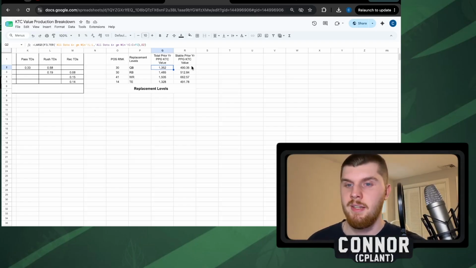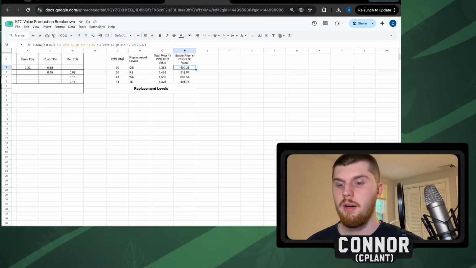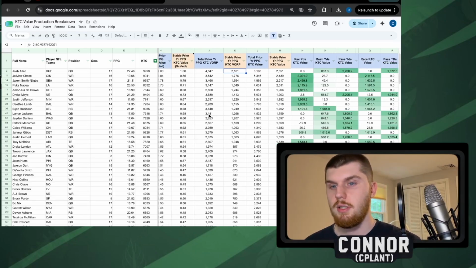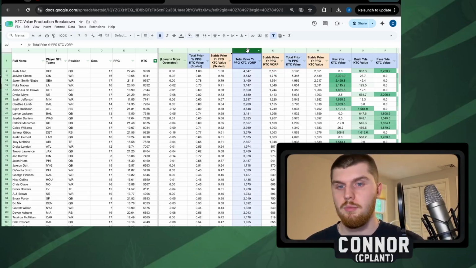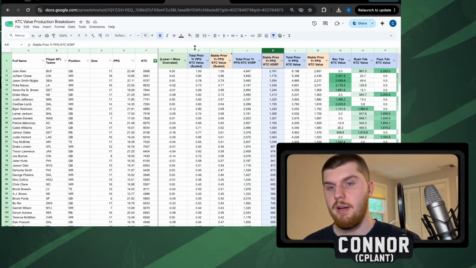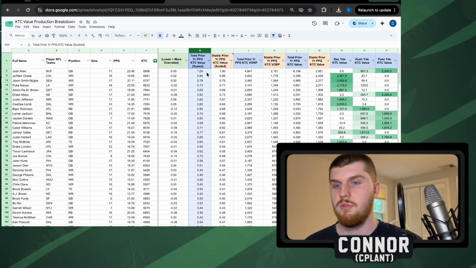And then I did the same exact thing for stable points per game KTC value, right? And so from there, I'm actually accounting for replacement levels, right? So it helps a little bit. And so here I have the total prior year points per game KTC VORP, the stable value, the stable VORP, and then I've scaled it on a 1-to-0 scale for both of them, and then subtracted one from the other.